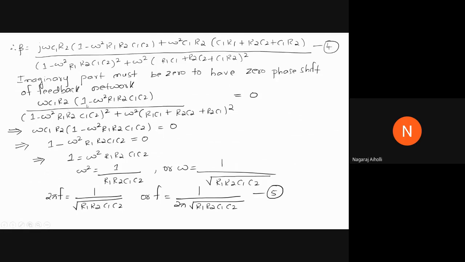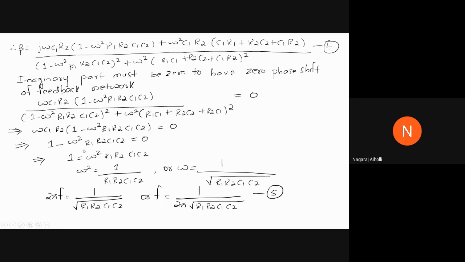Then what will be here, students? The denominator into 0 will be 0. So it is omega c1 r2 into 1 minus omega square r1 r2 c1 c2, that is equal to 0. So this into this is 0. So frequency cannot be 0. There will be some frequency omega. That means the 1 minus omega square r1 r2 c1 c2 must be equal to 0.